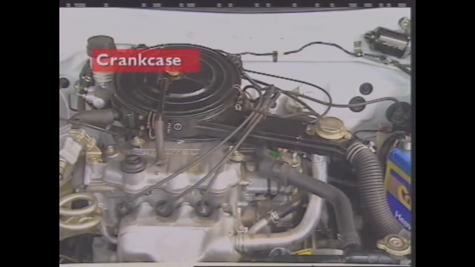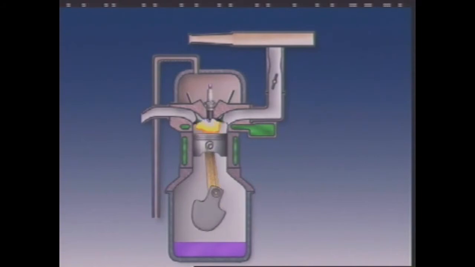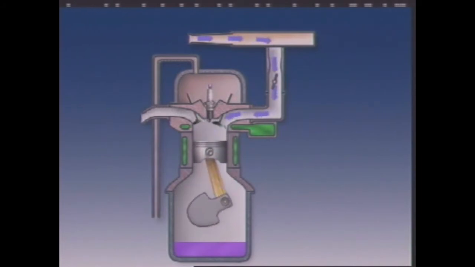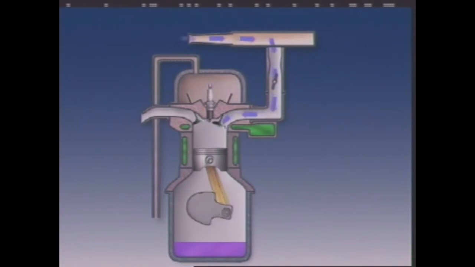This section examines crankcase emission control. While the engine is running, some gases from combustion leak between the piston rings and the cylinder walls down into the crankcase. This leakage is called blow-by. Unburned fuel and water from condensation also find their way into the crankcase and sump.